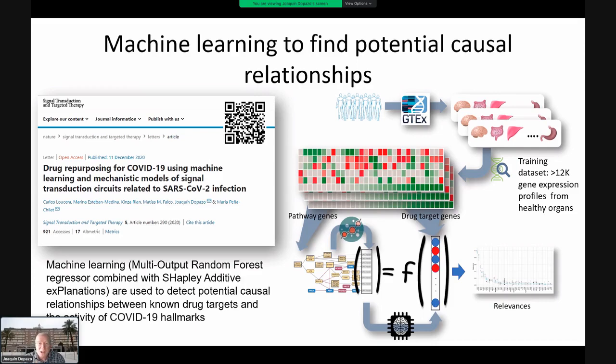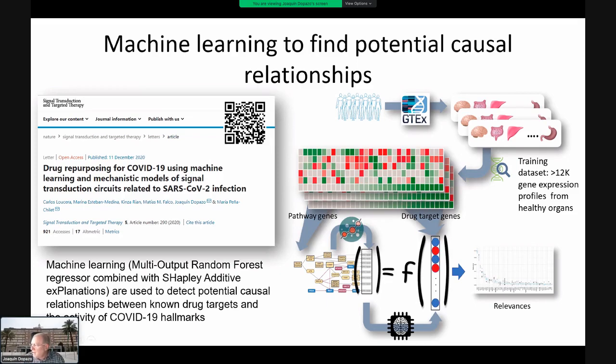So we use this training data set, which is approximately 12,000 gene expression profiles from the GTEx project from different organs. So we have a variety of combinations of genes relating among them. And we try to see if we can manage to do this prediction using a multi-output random forest regression using SHAP, SHapley Additive exPlanations, to try to see which of these features were the most influential over the map.